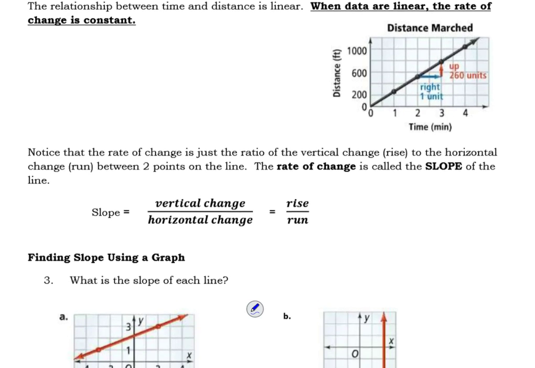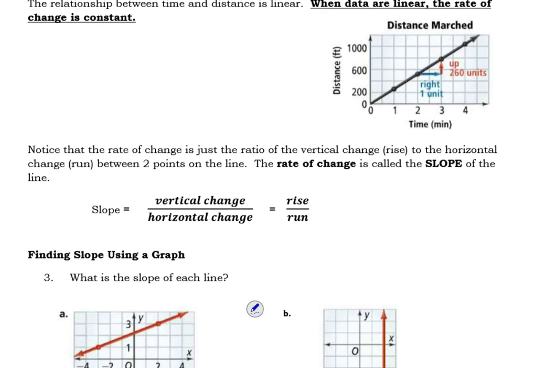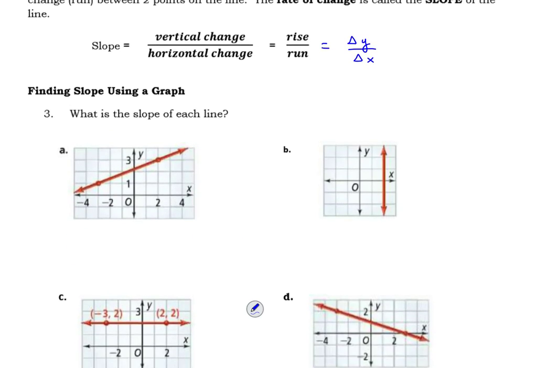Notice that the rate of change is just the ratio of the vertical change, meaning the change in y's, up and down, to the horizontal change, meaning the change in x's, side to side. So we call that the vertical change over the horizontal change, which is rise over run. This rate of change is also called slope. So slope is rate of change, it's rise over run, it is also the change in y over the change in x.